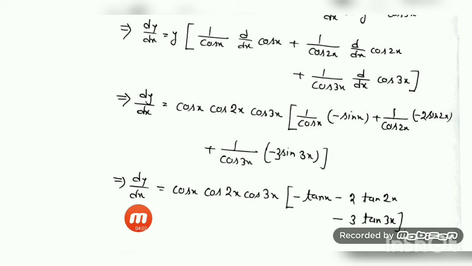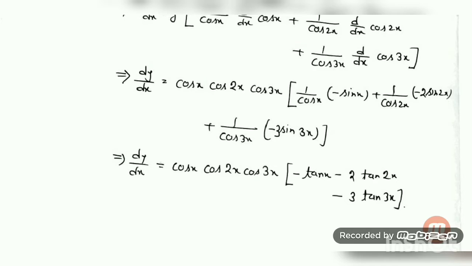Then what is dy/dx? dy/dx equals cos x, cos twice x, cos thrice x. I'll just keep all this as it is. Minus sin x by cos x. Sin by cos will give you tan, so minus tan x.